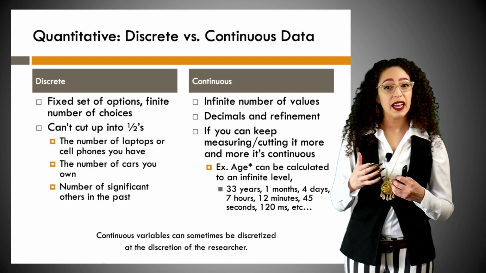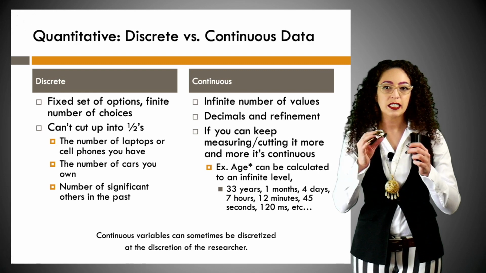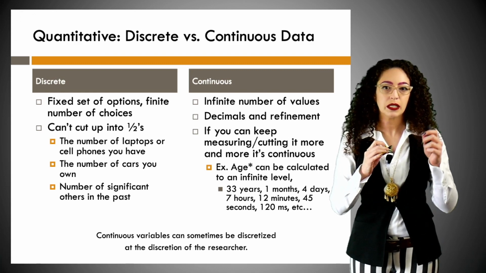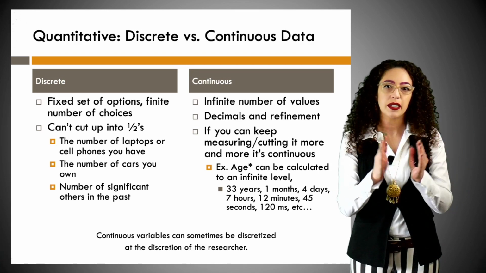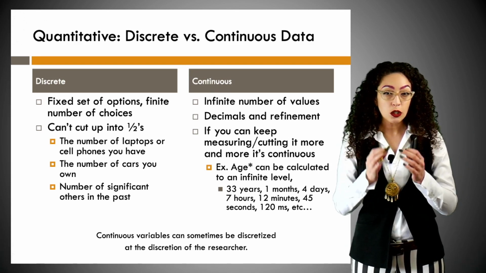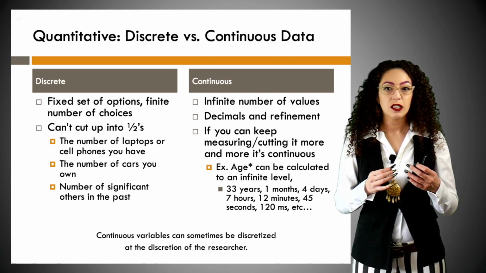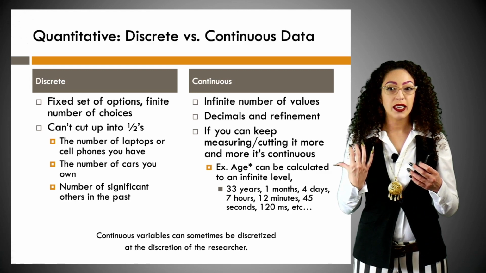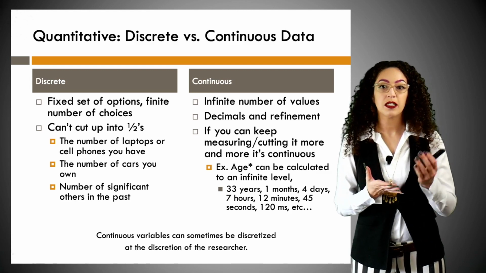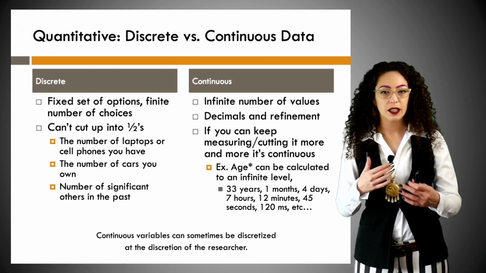And continuous data, conversely, is an infinite number of values. The decimal level can just keep on refining, technically. You could put 0.000000 and actually keep getting tighter and tighter and tighter. So if you can measure it and keep zooming in or keep cutting it more and more, it's probably continuous. For example, age can be calculated to an infinite level, like 33 years old, 1 month, 4 days, 7 hours, 12 minutes, 45 seconds, 120 milliseconds, etc., etc., etc.